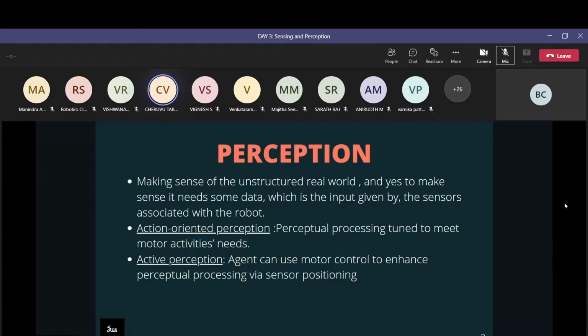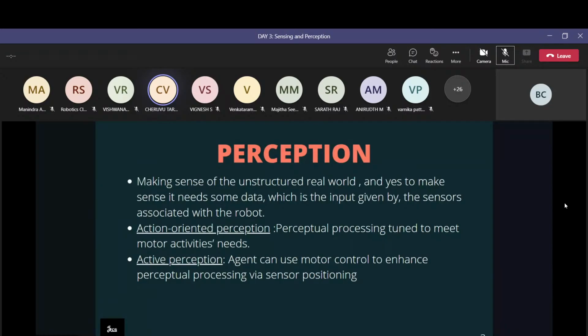Here there are two basic types of perception: action-oriented perception and active perception. Action-oriented perception means perceptual processing tuned to meet motor activity needs. Every robot has motors, right? So motor activity needs are met by that perception. And active perception means the agent can use motor control to enhance perceptual processing via sensor positioning, so changing the position of sensors and enhancing perceptual processing.